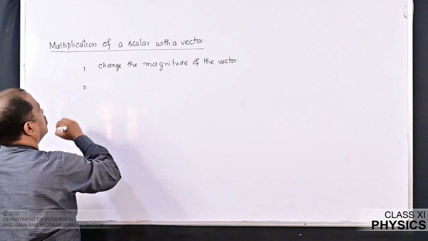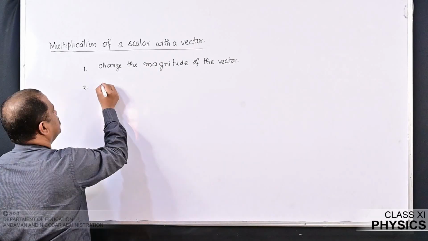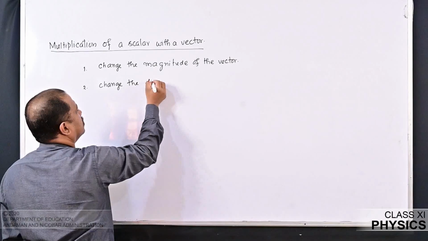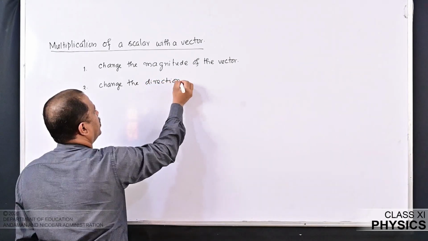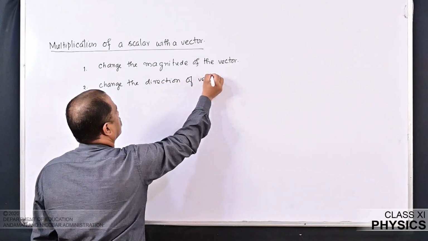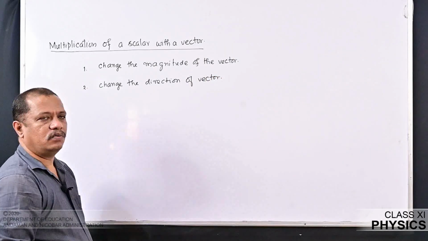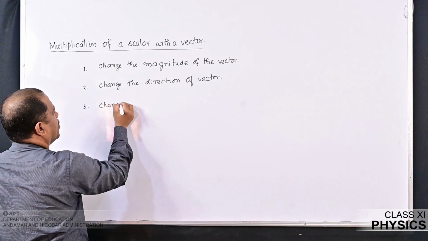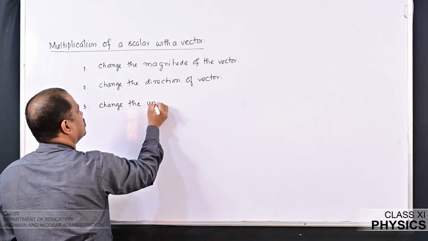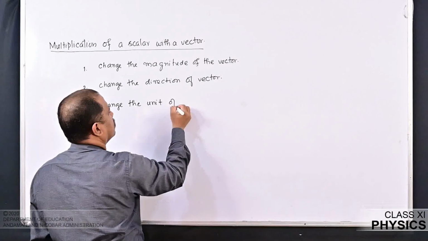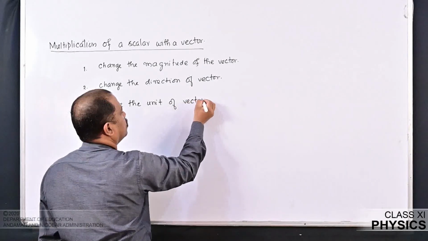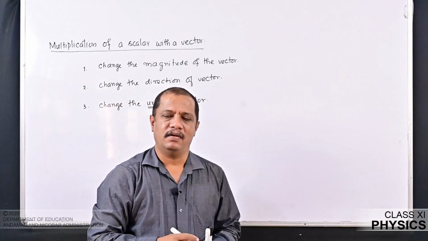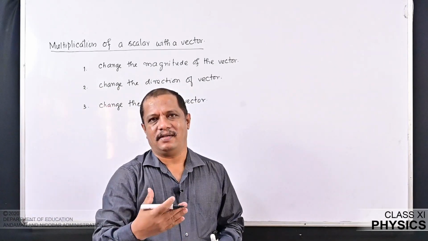Second, multiplication of a scalar can change the direction of the vector also. It can change the direction of the vector. Third, it can change the unit of the physical quantity. It can change the unit of a vector quantity. These three things can happen when you multiply a vector with a scalar.